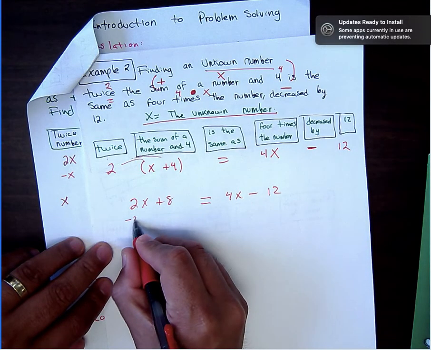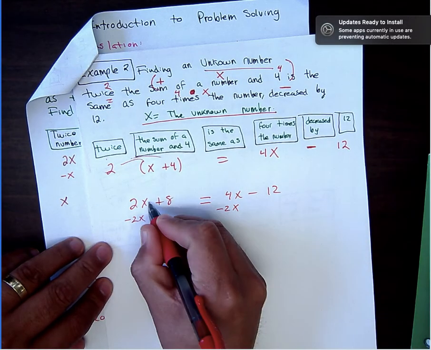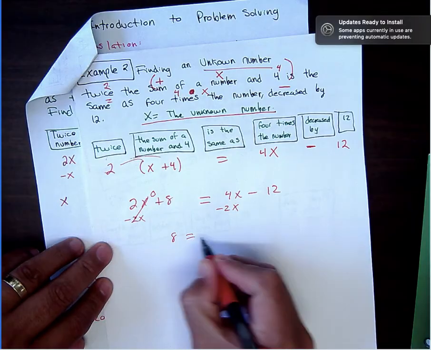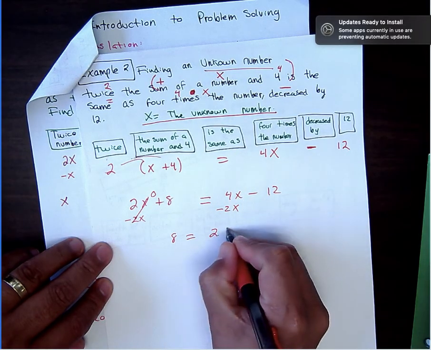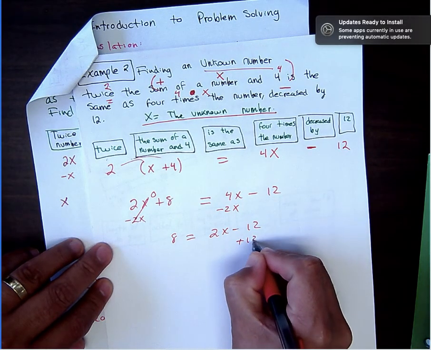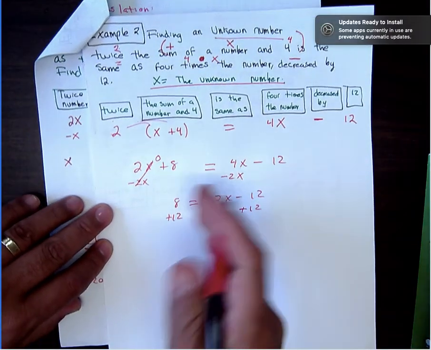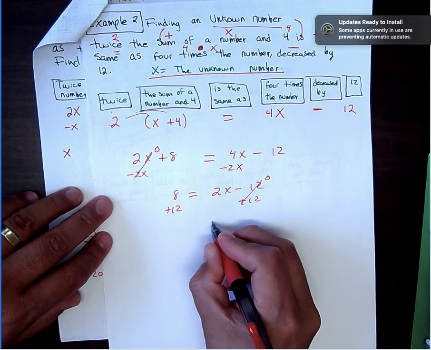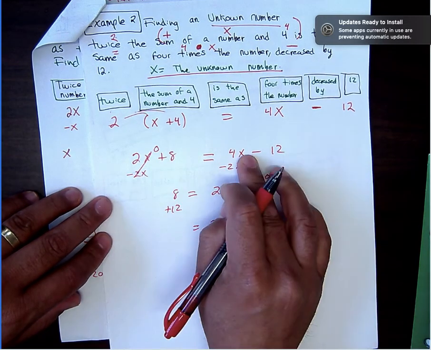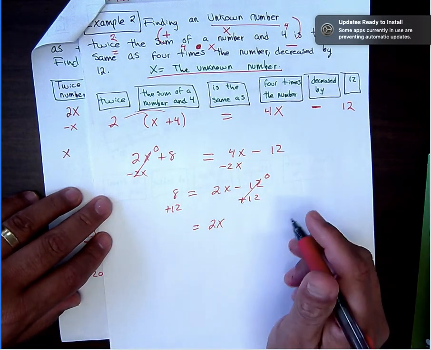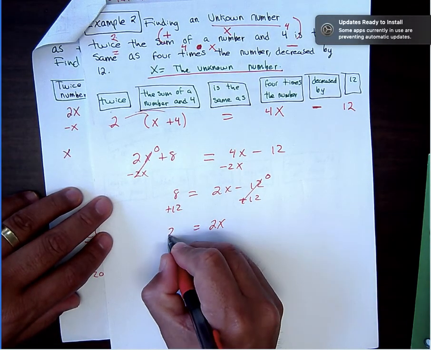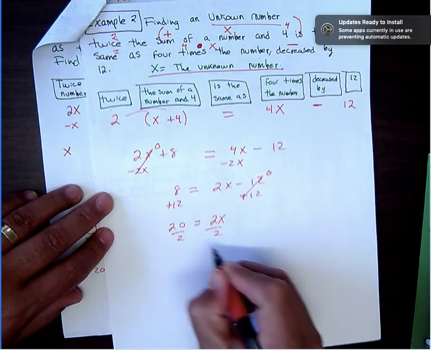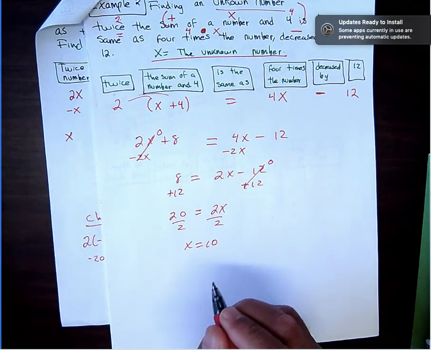So let's bring the 2x to this side. So this becomes 2x minus 12. Let's bring the 12 to this side. I'm just bringing stuff so that I keep positives instead of dealing with negatives. That's why I brought this one over here, instead of the other way, which would give me a negative. This is 20, so x equals 10.